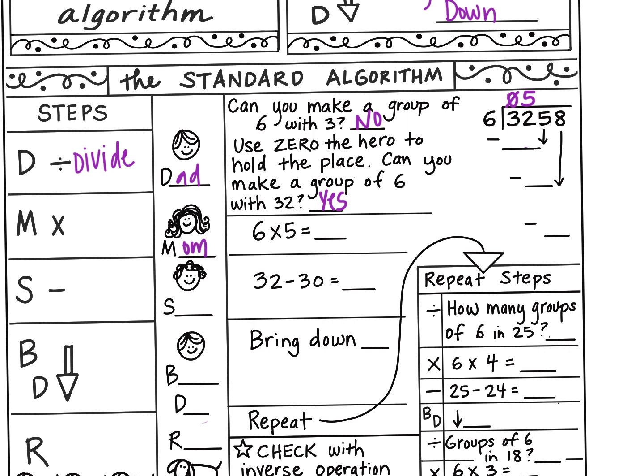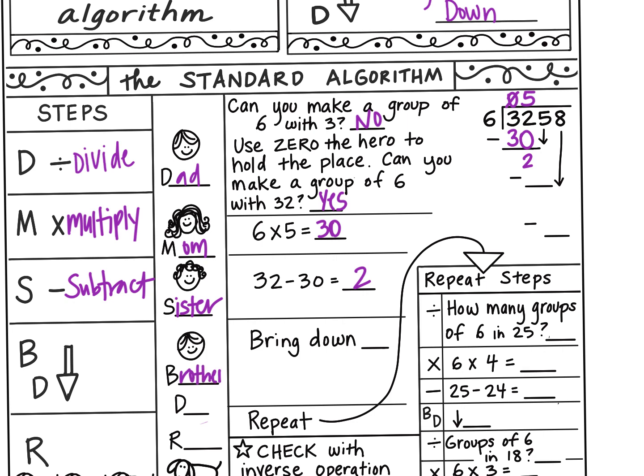What does mom tell me to do? Multiply. So I'm going to multiply the 6 times the 5, which is 30. And that is the number that I subtract from 32. Who tells me to subtract? Sister. So sister says subtract. So when I do 32 minus 30, I have 2 left over.